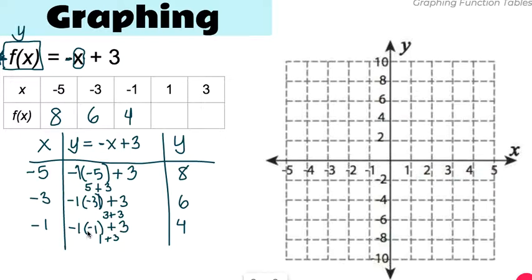I'm out of room, but go ahead and complete the rest of that table on your own. Hit pause, complete that table, and then we'll see what you get. You should have gotten 2 when x equals 1, y equals 2. And when x equals 3, y equals 0.